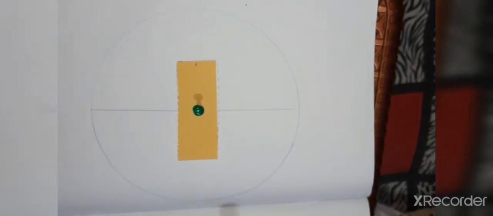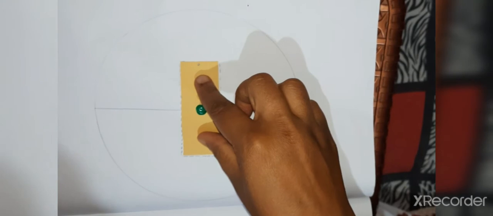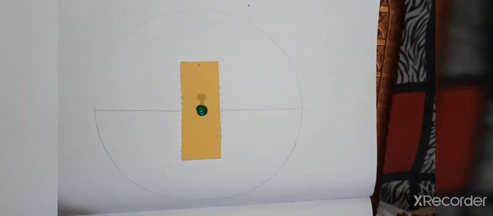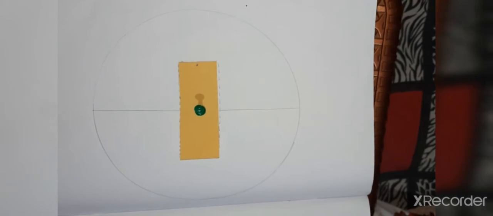That means the order of rotation of a rectangle is 2. Once at 180 degrees it will look the same, and next at 360 degrees it will look the same.